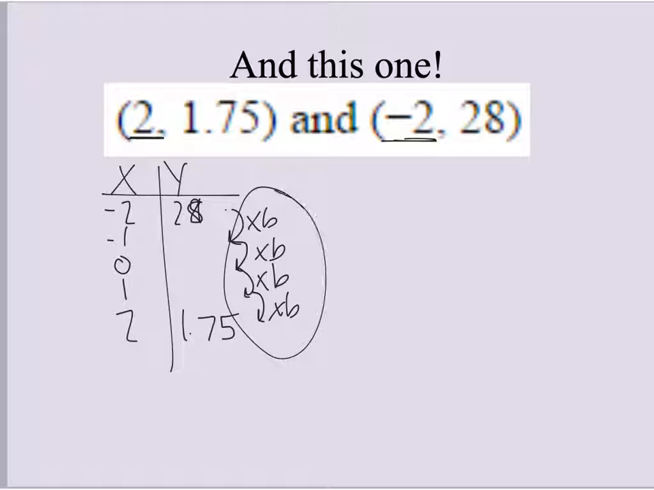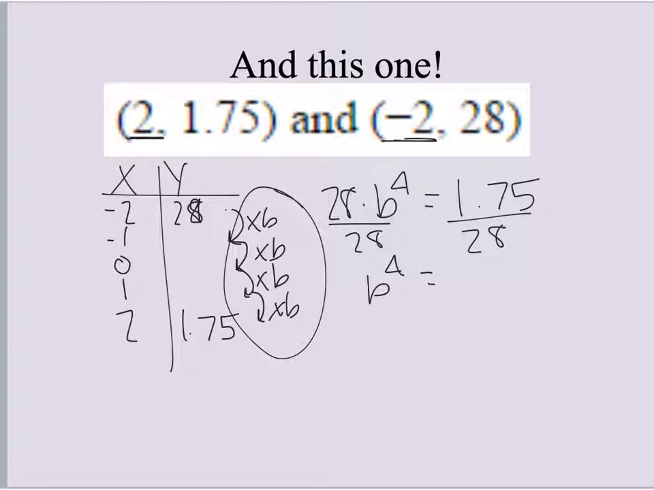This is another fourth example. Not all of them are always going to be to the fourth power. Sometimes I'm only going to have 3 steps in between or 2 steps in between, and so you'll have to adjust your b values accordingly. So we have 28 times b to the fourth equals 1.75. Then I'm just going to divide by 28 on both sides. I get b to the fourth equals, I'm going to need a calculator for this, so 1 second. I get 1.75 divided by 28, and I get 0.0625.